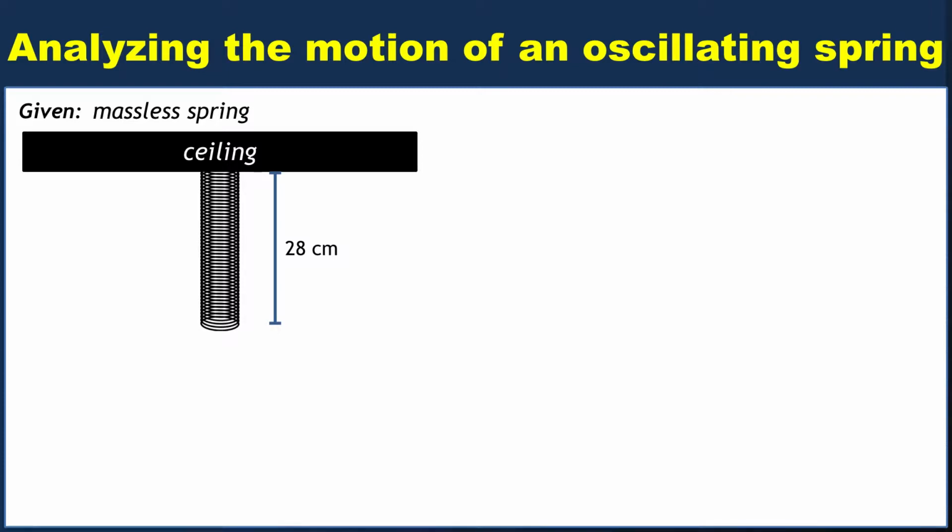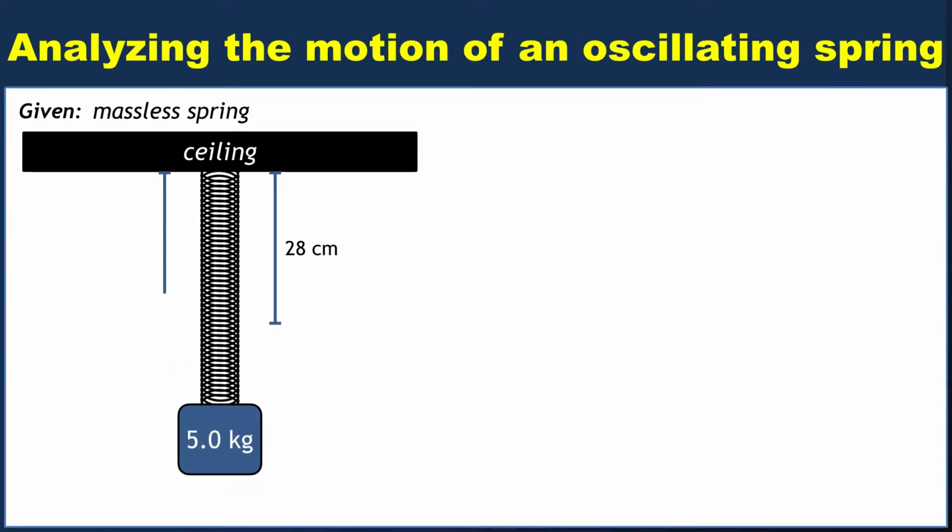If, however, we attach an external mass of 5 kilograms to the end of the spring, then of course it will stretch out, and in this case, it reaches a total length of 42 centimeters. Let's define the positive y direction to point upward. In that case, we would say that the displacement of the spring as a result of attaching this 5 kilogram mass was negative 14 centimeters, right?